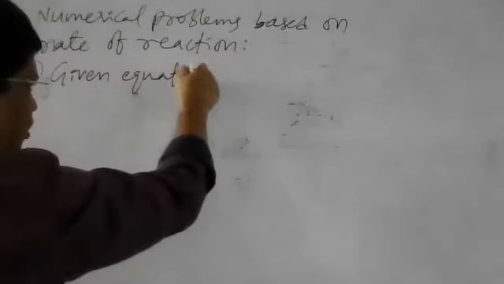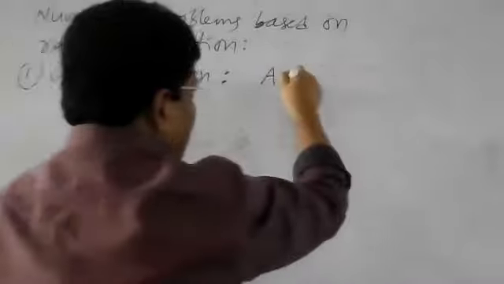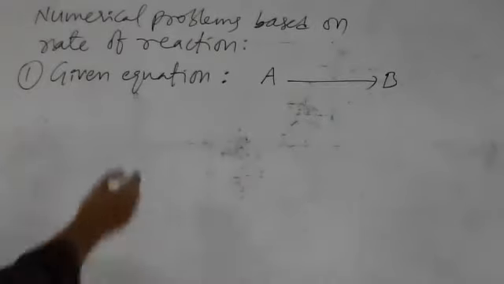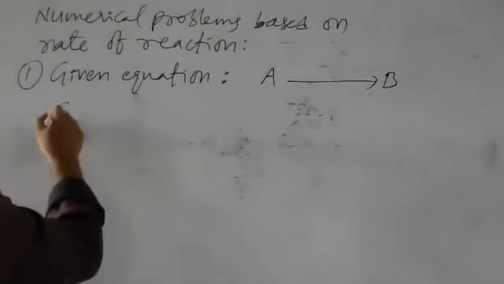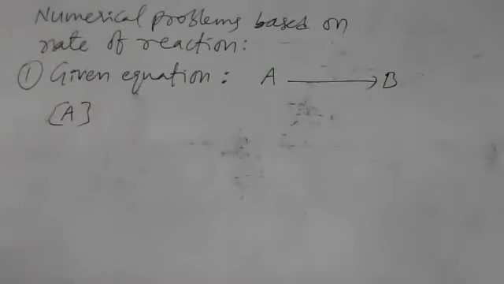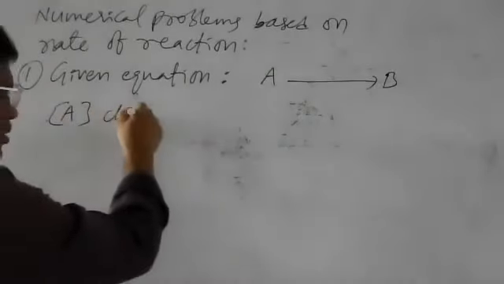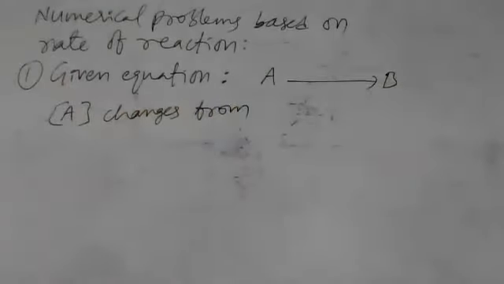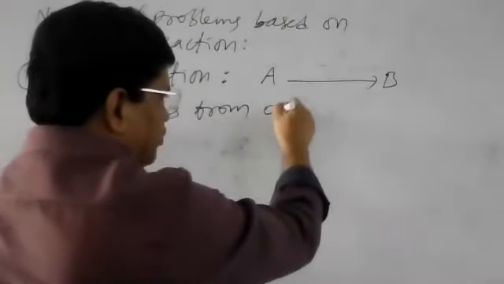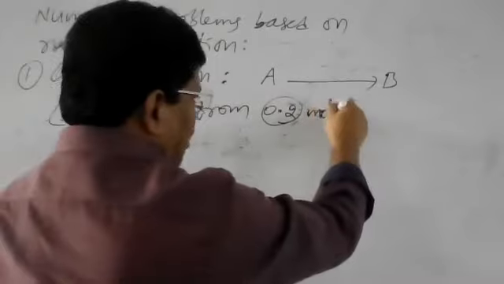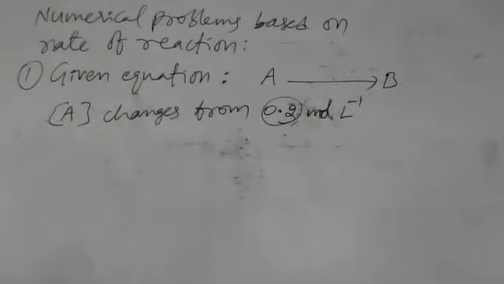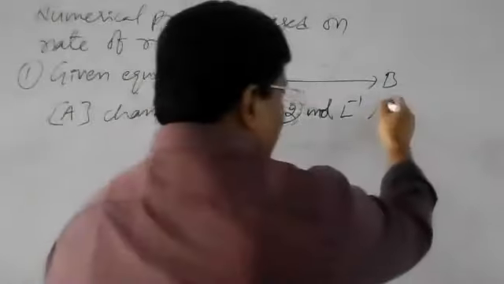Given reaction. The given equation is A gives rise to B. And it is given that the concentration of A changes from 0.2 mole per liter to 0.15 moles per liter. Mole liter inverse means mole per liter.